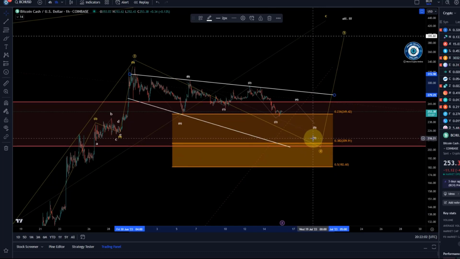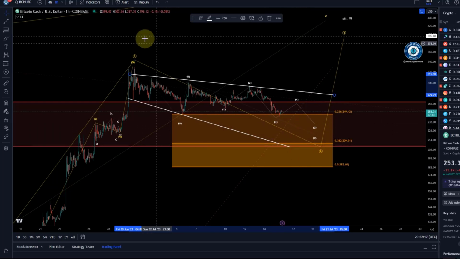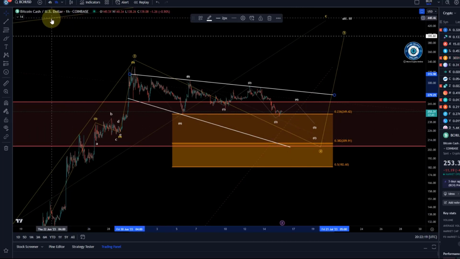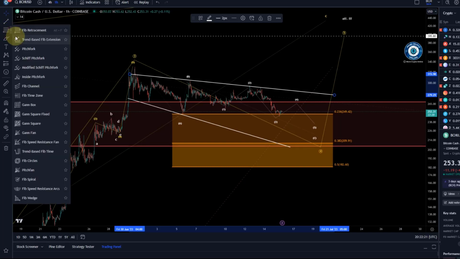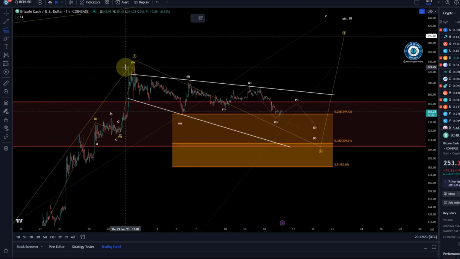There is some more structural support where we had the previous wave 4, around 225, but the next Fib support is 210. Doesn't mean we have to go down that low, but it's just sort of like a magnet that's pulling the price to it.